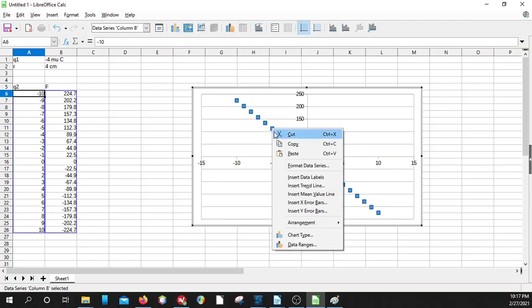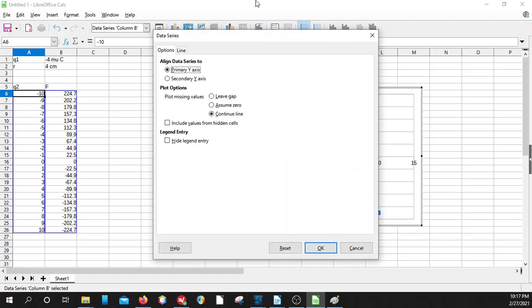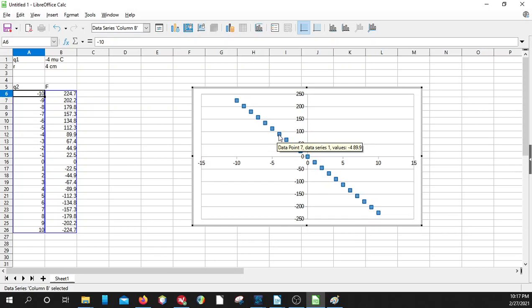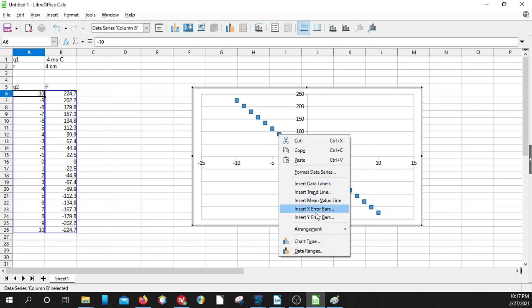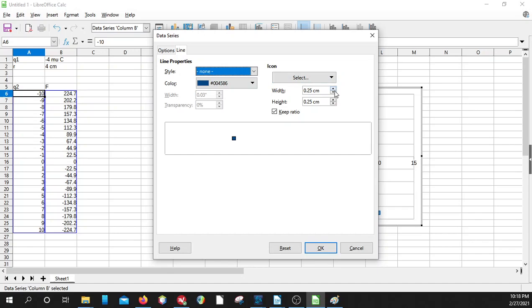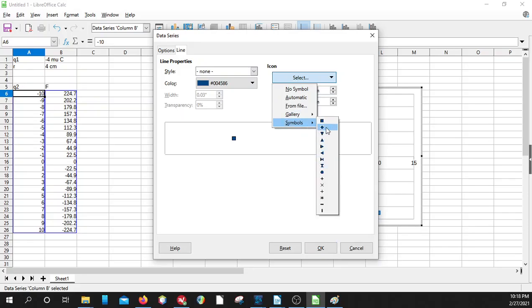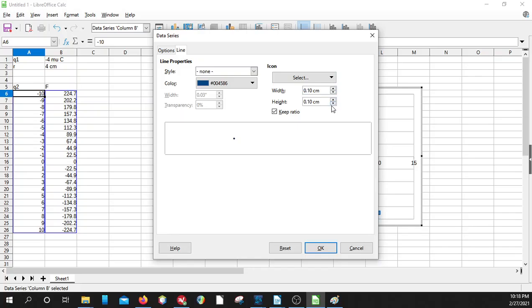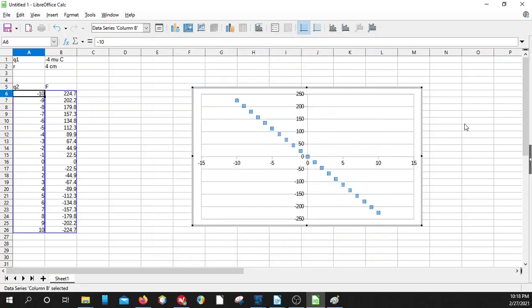And we can do all the same stuff as before. Format data series. No, I'm not going to do that. We can make these smaller. It's been a while since we did the last one, but I thought it was this actually. Oh yeah, so here we can select a different type just to make it look a little nicer. Something more circular and make it a little smaller. So it looks more like data points.